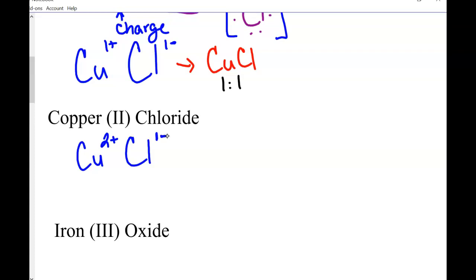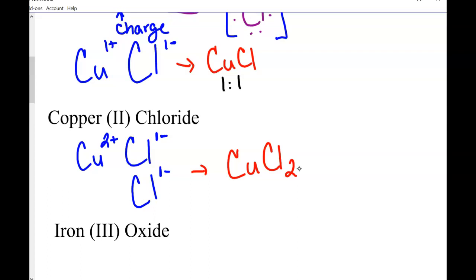So if copper loses 2 electrons and chloride gains 1 electron, we can't use a 1-to-1 ratio. Instead, we're going to need 2 of these Cl minus in order to balance out the charge. Because remember, when we say balance out the charge, we mean everything adds up to 0. So the formula for copper 2 chloride would be CuCl2, where we need to have 2 chloride ions for every 1 copper.